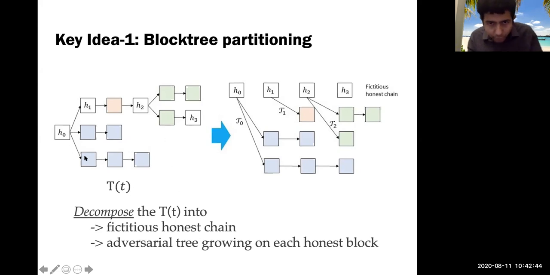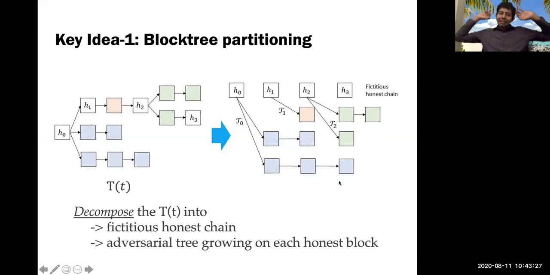We can take the original one and create a fictitious system, not a real system but a theoretical system, where the honest blocks are drawn in a straight line, in a chain. There is no actual chain of the honest blocks; they're connected in some complicated way. But we call it the fictitious honest chain. The honest blocks are placed in a straight line, and the set of adversary blocks that are descendants of a particular honest block are drawn under it.